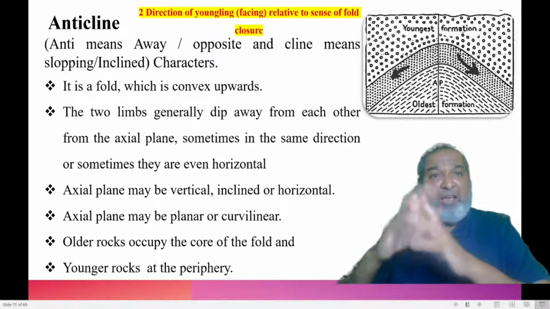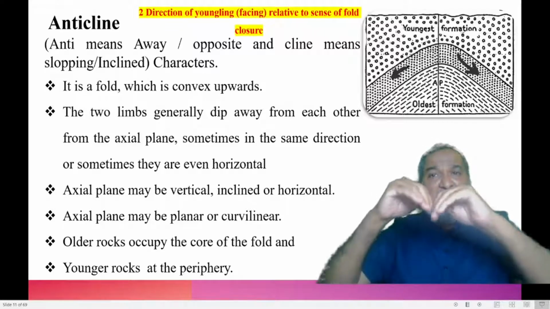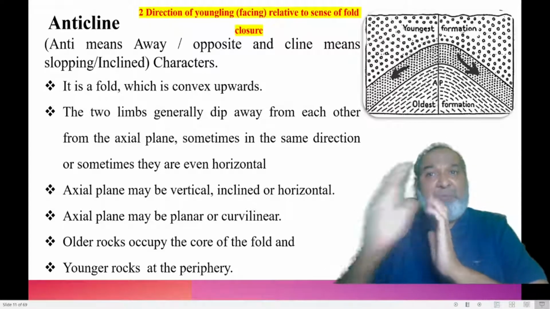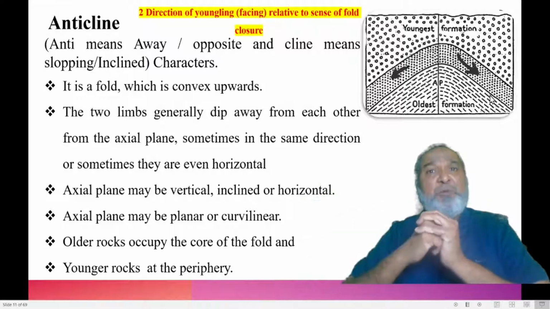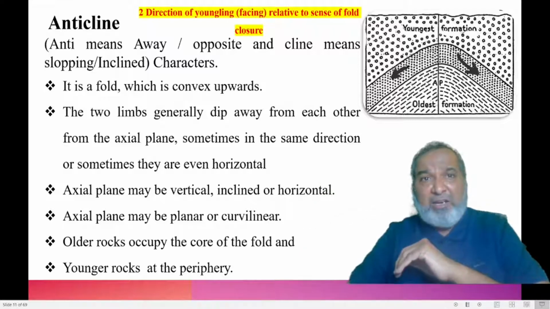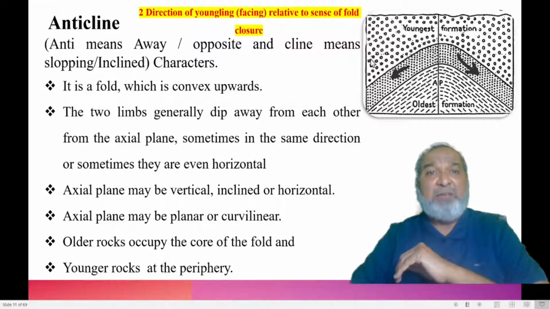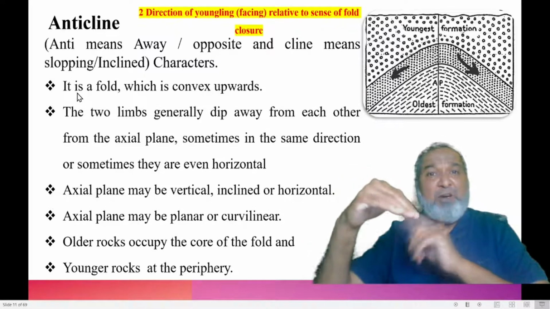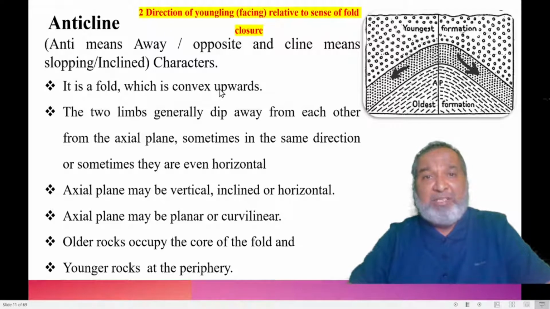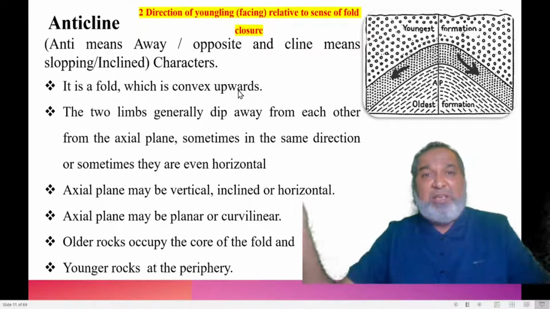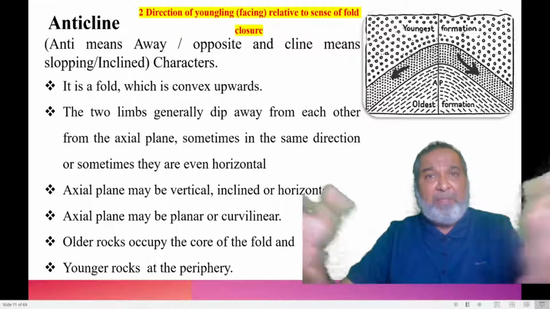Anticline. Anti means opposite. Cline means inclination. Limbs are dipping opposite from the axial plane. Here in this diagram, you can see the axial plane. From that axial plane, limbs are dipping in the opposite direction. Older formation at the center and periphery we have the youngest. The fold is upward arching, or simply called convex upward. Limbs dipping in the opposite direction, maybe with the same angle or with a different angle.